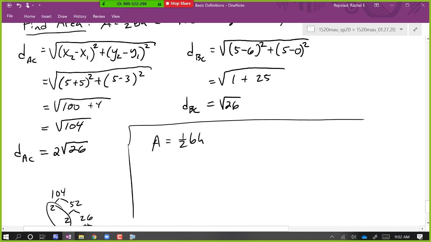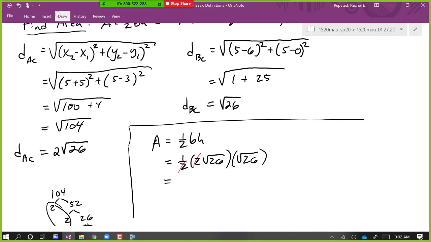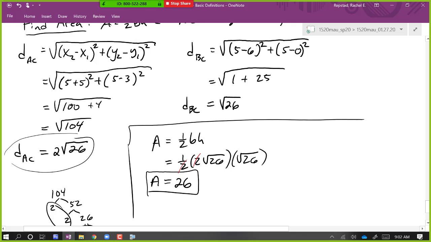So one-half base times height is 1/2 times 2 root 26 times root 26. This is going to work out nicely. The 2 and the 1/2 cancel. What's root 26 times root 26? 26. If you had approximated these distances and gotten decimals for the AC and BC distances, and then multiplied those values together in the calculator, you'd probably get something really close to 26, but a little bit off. You get something approximately equal to 26.